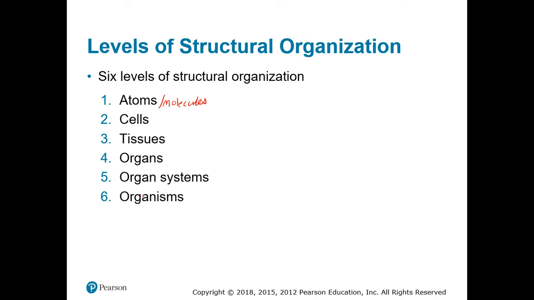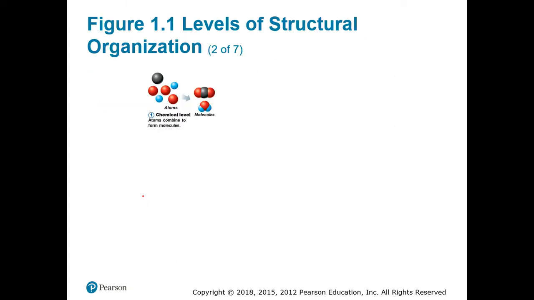In your notes, there's blanks after tissues, organs, organ systems, and organisms. What I'm looking for you to fill in is a definition of those. So if we look at this, first we have atoms that combine to form molecules. This is our chemical level. Then cells are made up of these molecules.